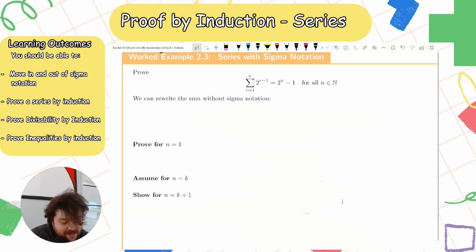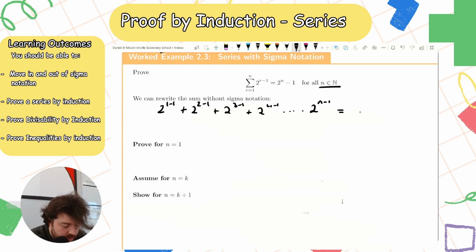Right, so let's look at this one now. This one uses sigma notation. I want to prove that the sum from r equals 1 to n of this sequence here, 2 to the power of r minus 1, is equal to 2 to the n minus 1, for all values of n, elements of natural numbers. So let me rewrite this sequence here. When r equals 1, it'll be 2 to the power of 1 minus 1, plus 2 to the power of 2 minus 1, plus 2 to the power of 3 minus 1, plus 2 to the power of 4 minus 1, up to 2 to the power of n minus 1, equals 2 to the n minus 1.